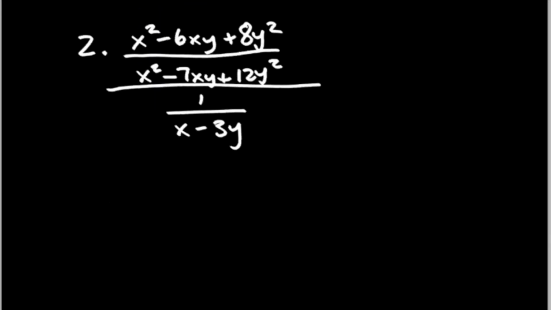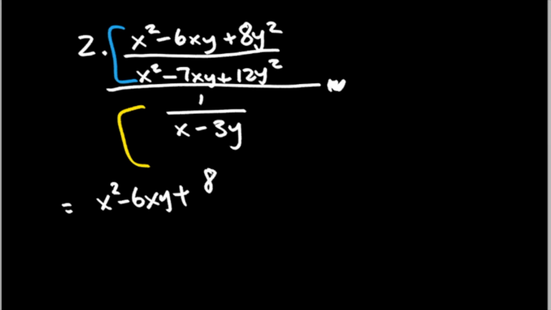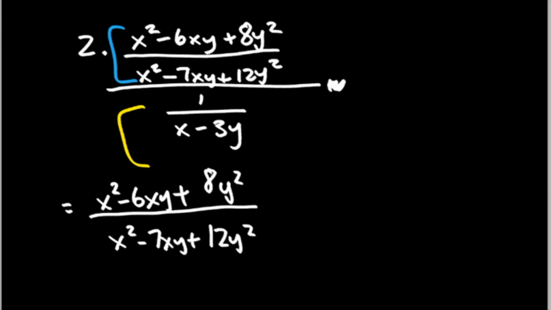Alright, so let's look at this. Well, if we look at this, essentially, we know that it's going to factor somehow. Let's just first look at that as fraction over fraction, and then we'll deal with it from there. Yeah, that's not going to happen. Need more space. x squared minus 6xy plus 8y squared all over x squared minus 7xy plus 12y squared times the reciprocal of the denominator, which is just x minus 3y.